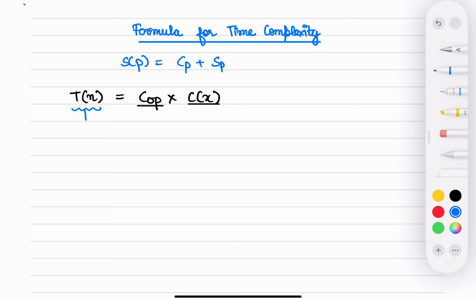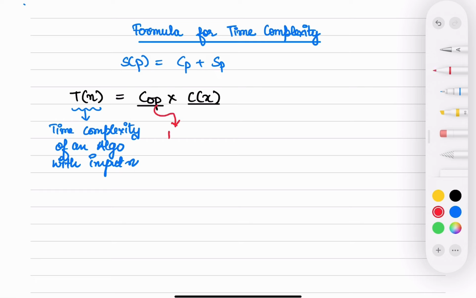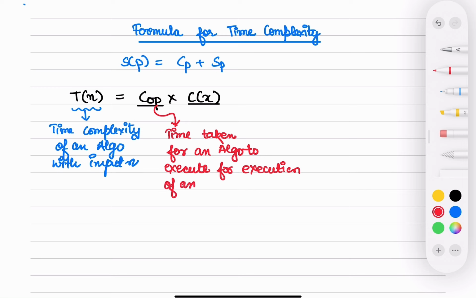T of n means the time complexity of an algorithm with input n. This is how we represent this. What does C_op mean here? It's the time taken for an algorithm to execute one basic operation.